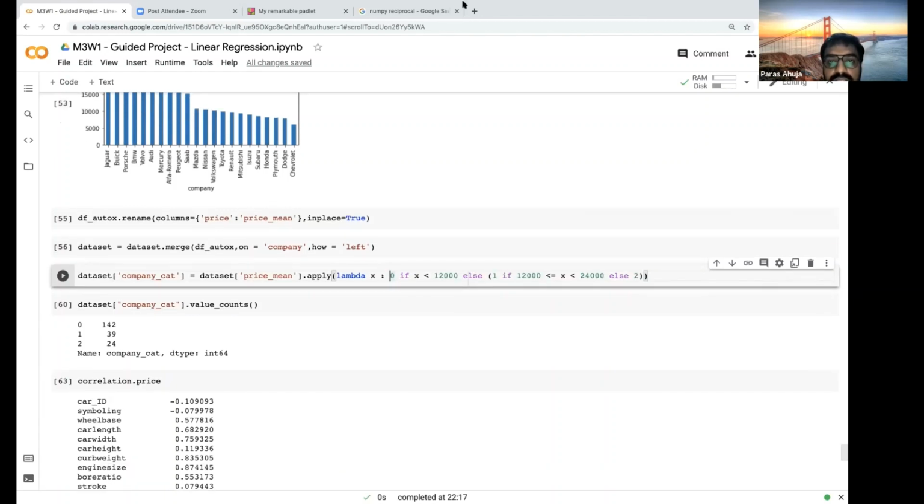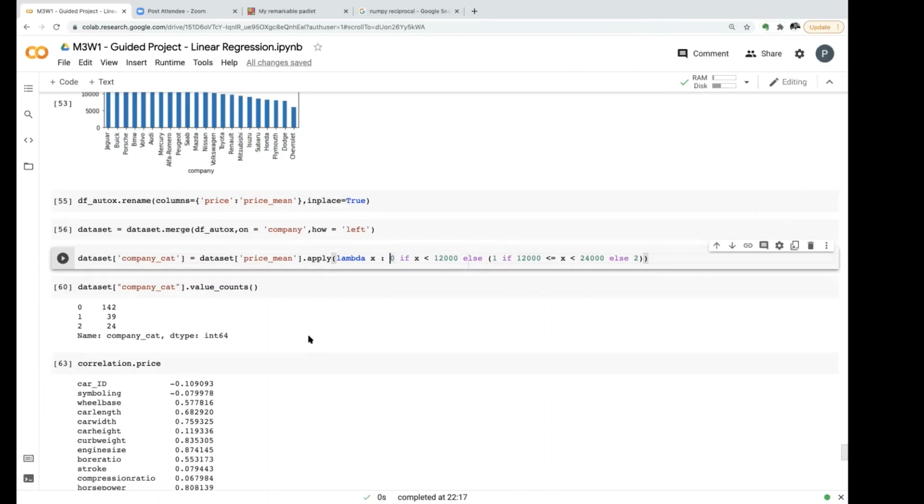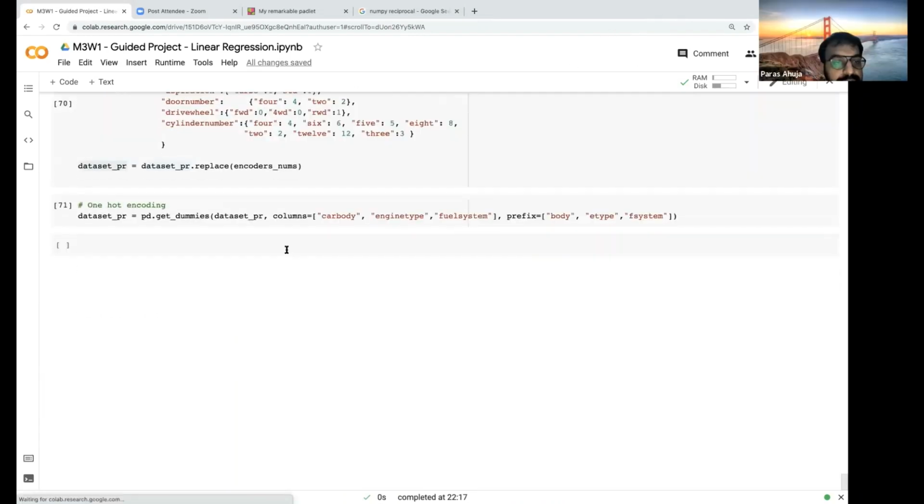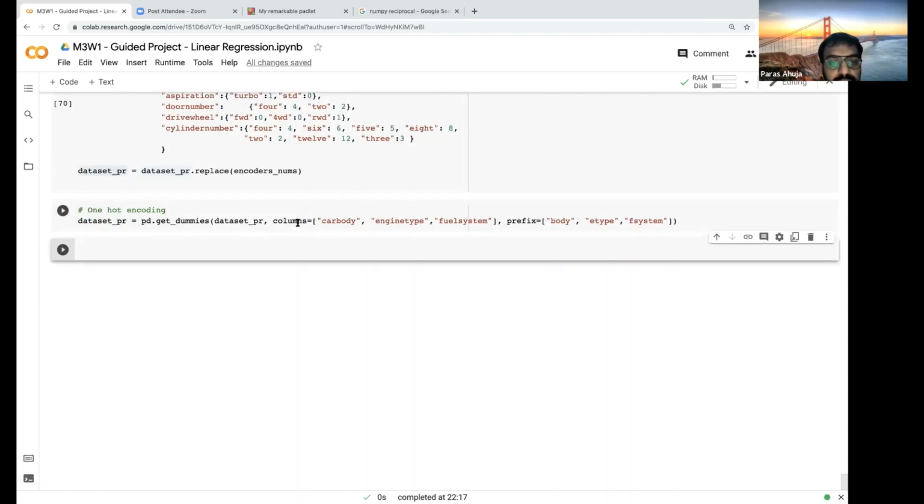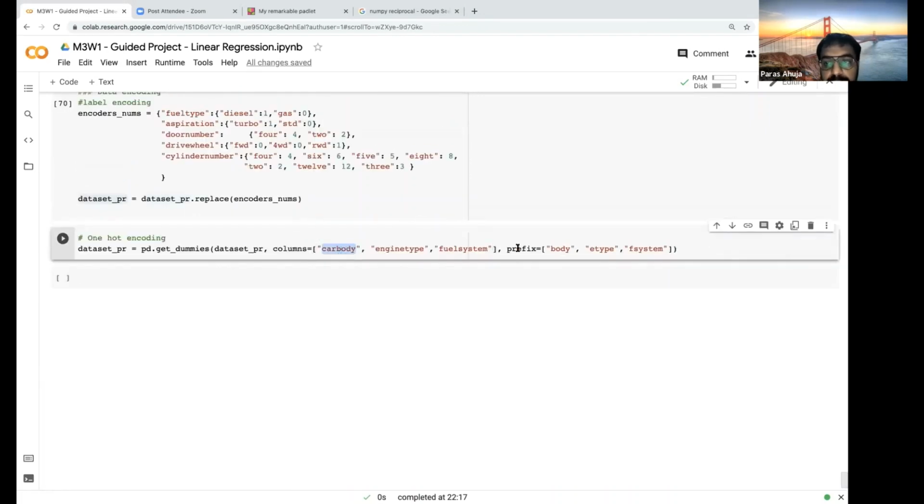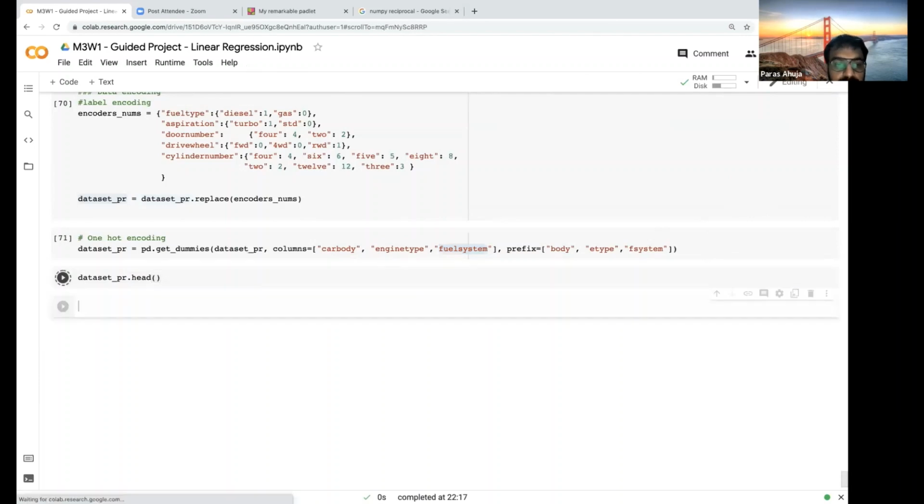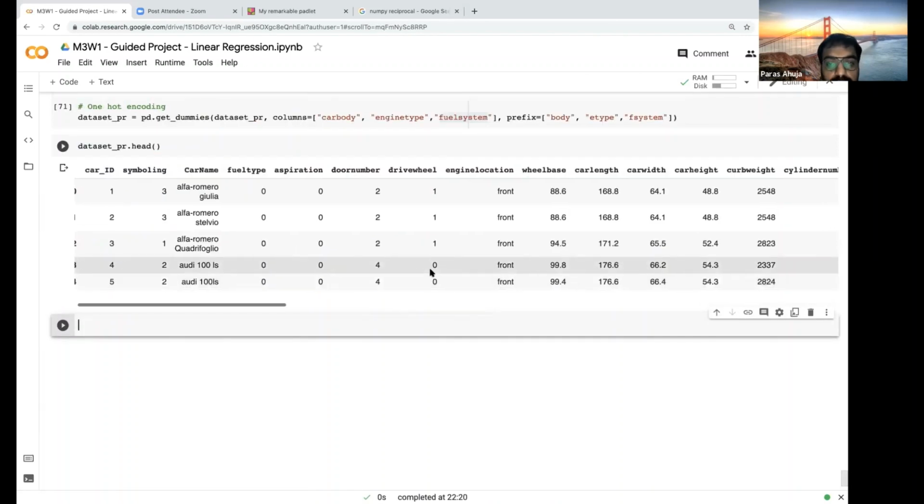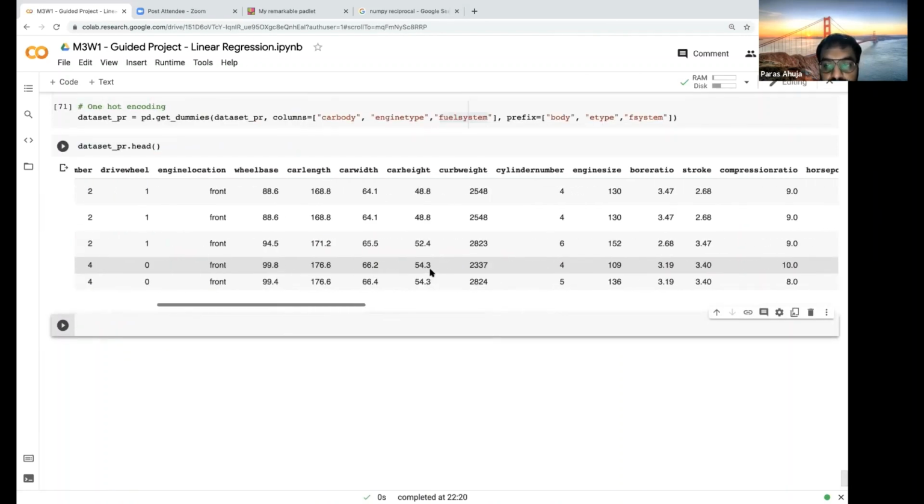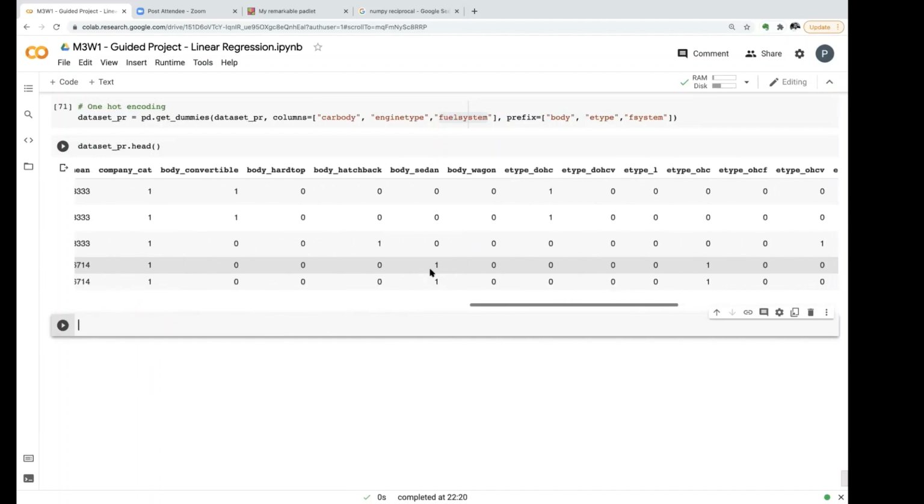Yeah, they're like normal. Guys, please let me know. You guys understand? Okay, right. So next is creating dummies for my other columns: car body, engine type, and fuel system, right? So after this, I create this data set we had. Now something again is left, which has string in it.